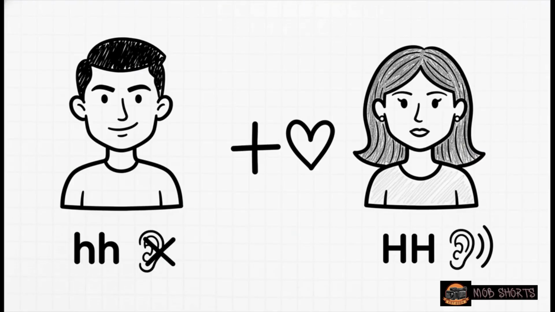Okay, here's our problem. We've got Lyle. He's deaf, and the question tells us that's a recessive trait, so his genotype is easy, 2 lowercase h's. He marries a woman who is homozygous dominant for hearing, so her genotype is 2 uppercase H's. The question, what's the percentage chance they have a child who is also deaf?